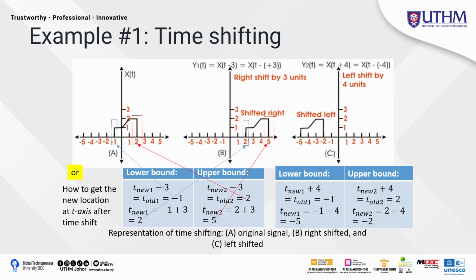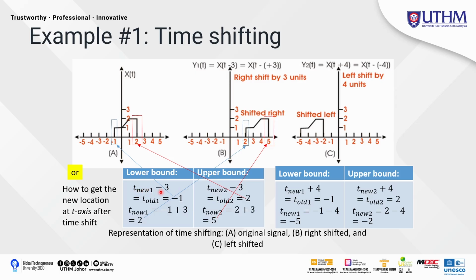If you are worried you might shift the graph wrongly, here is another method I will teach you. Just find the lower bound and upper bound. For example, for this signal x(t) from -1 to 2, after applying the time shifting x(t - 3), this means a shift of 3 units to the right. So let's find the lower bound. t minus 3, from the question. t new here means the new location of t.